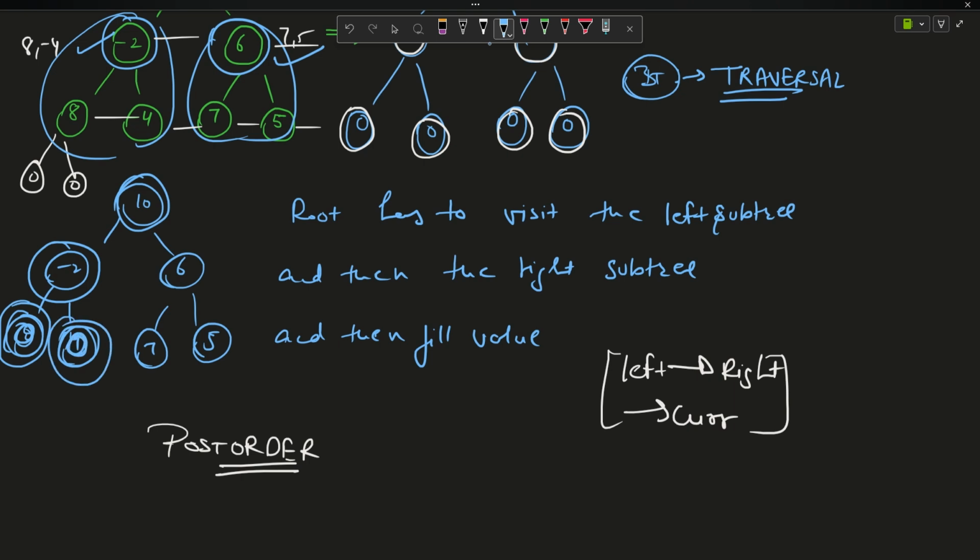Now you can see that when the recursion call comes back to minus 2, the children I had are actually converted to 0, 0. Initially there was 8 and minus 4, which would have given me the sum of 4, but now it is only 0, 0. So my approach should be that first I change the sum.